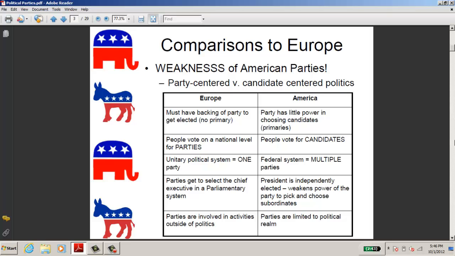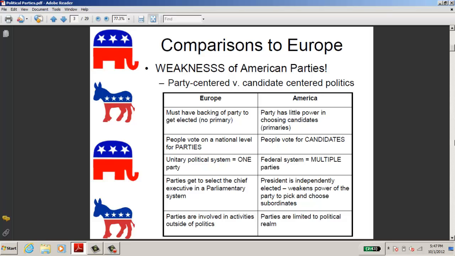Next, in Europe, people vote on a national level for parties. So if I'm living in England and I go to the polls, I'm not voting for Tony Blair or Gordon Brown for prime minister. I'm actually voting for a party. I'm voting for the Labour Party or the Conservative Party. By putting that party in power, I'm giving the party boss the power to pick and choose certain people to fill the seats of parliament and therefore ultimately fill the prime minister's seat as well. Contrast that with in America, where we don't vote for the Republican or Democratic Party boss, we vote for individual candidates for individual offices.